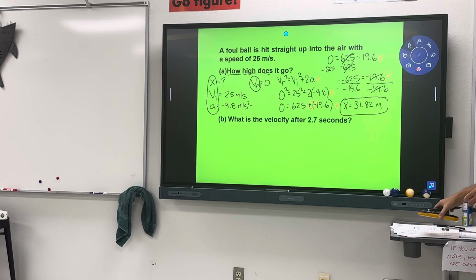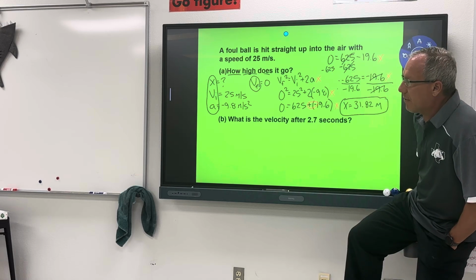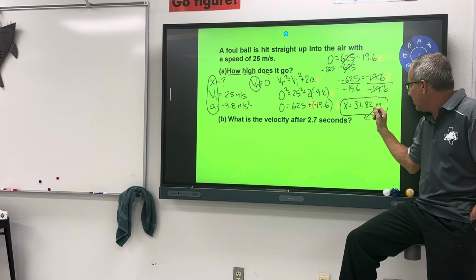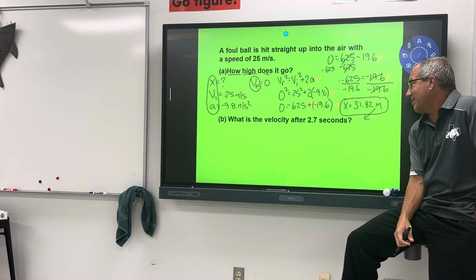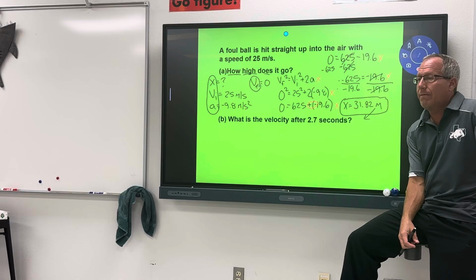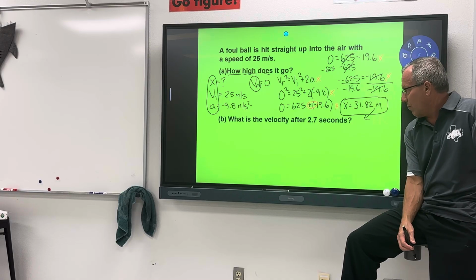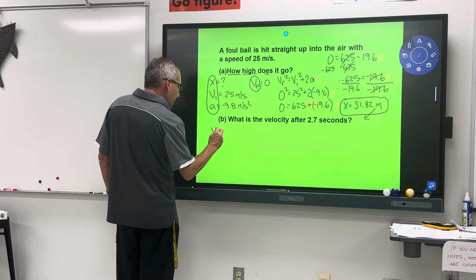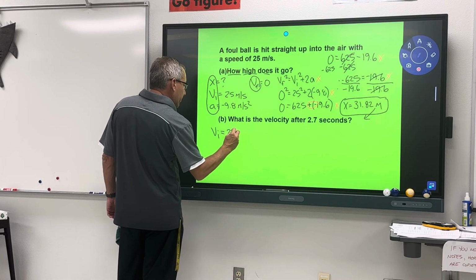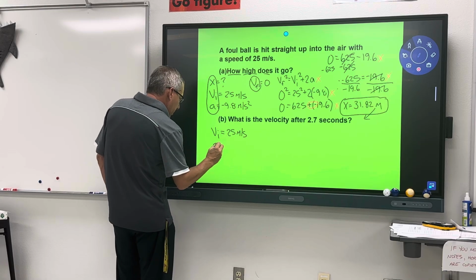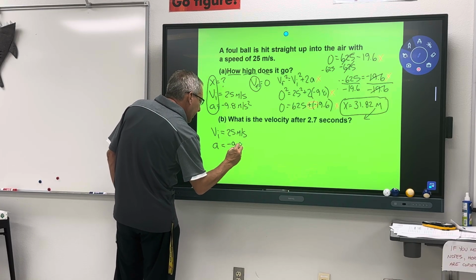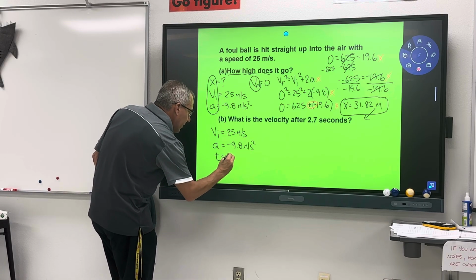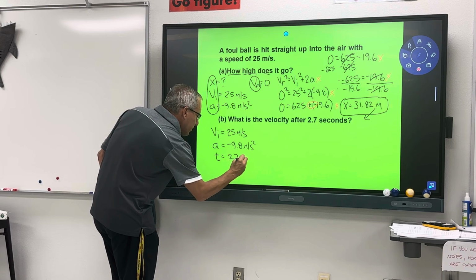All right. What is the velocity after 2.7 seconds? Well, sometimes the answer we get for the previous one we can use in the next one, but can we use this answer down here? Probably not, because it's saying, what's the velocity after 2.7 seconds? We don't know where that thing places it. So really this whole thing resets, but what stays the same is initial velocity equals 25 meters per second. Acceleration of gravity is still negative 9.8 meters per second squared. And this time the time is equal to 2.7 seconds.